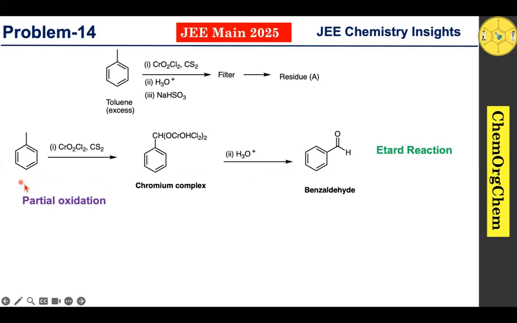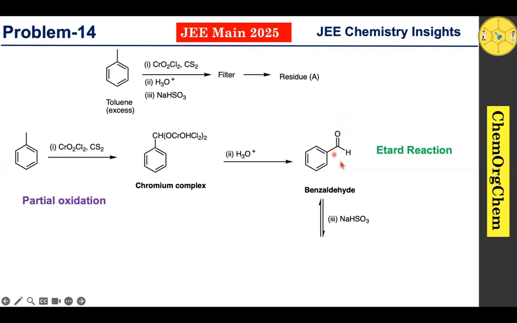I already said that in this reaction partial oxidation takes place. If we use potassium permanganate instead of chromyl chloride, complete oxidation takes place to produce benzoic acid as a final product. However, in this reaction only partial oxidation takes place. Now this benzaldehyde reacts with sodium bisulfite in the next step.